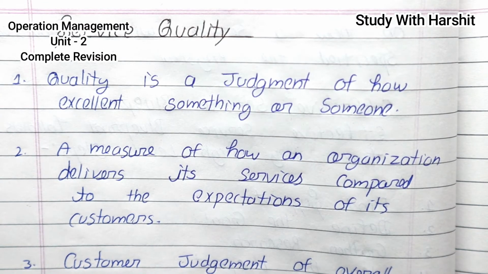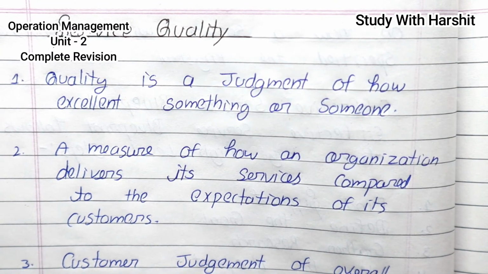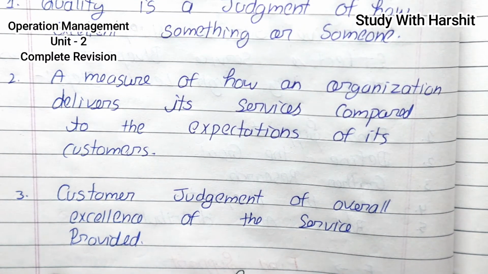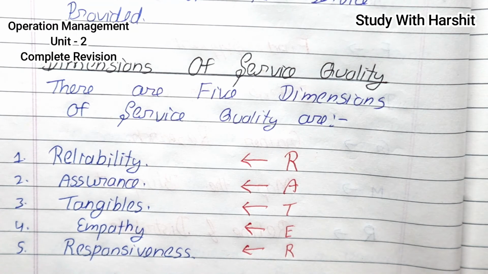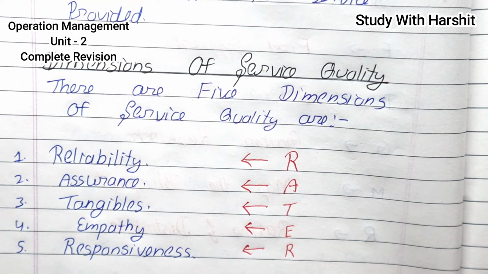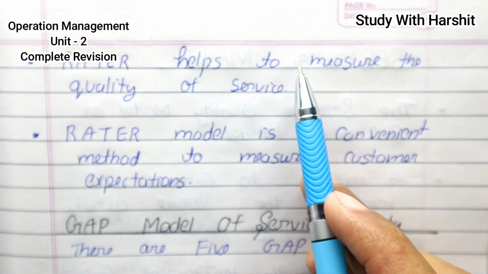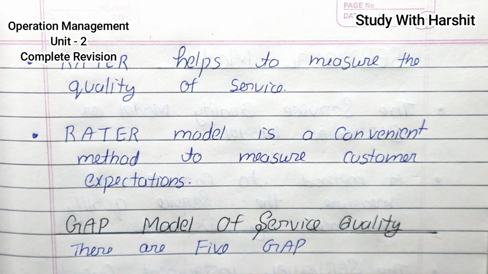Service quality. Quality is a judgment of how excellent something or someone is. A measure of how an organization delivers its service compared to the expectation of its customer. Customer judgment of the overall experience of a service provided. Dimensions of service quality. There are 5 dimensions of service quality. RATER: reliability, assurance, tangibles, empathy, responsiveness. RATER helps to measure the quality of service. The RATER model is a convenient method to measure customer expectation.